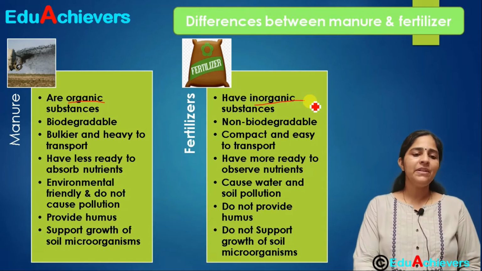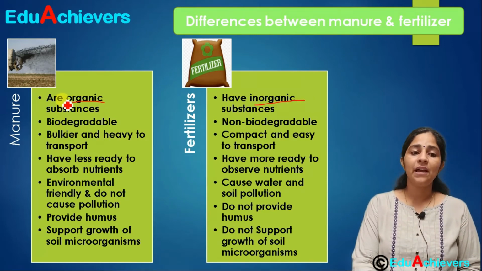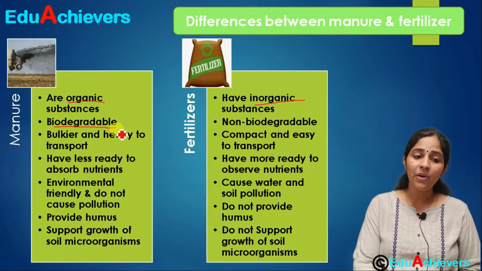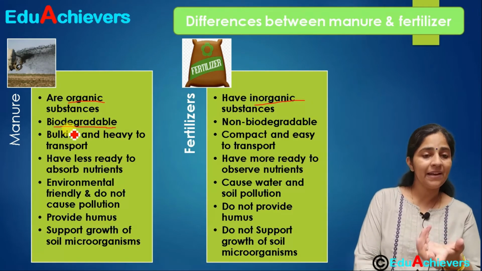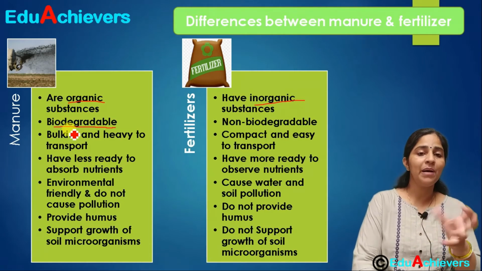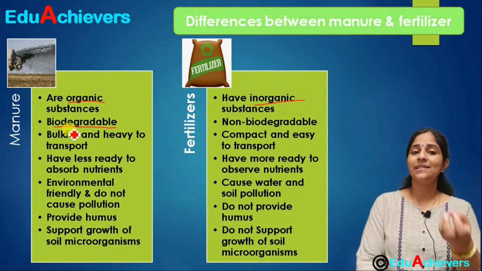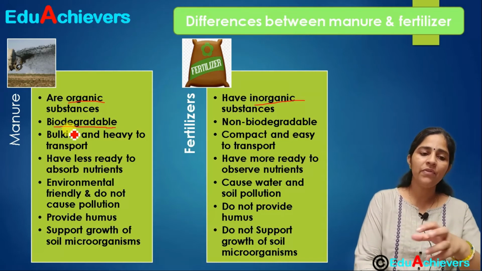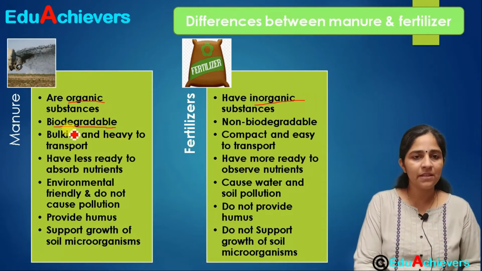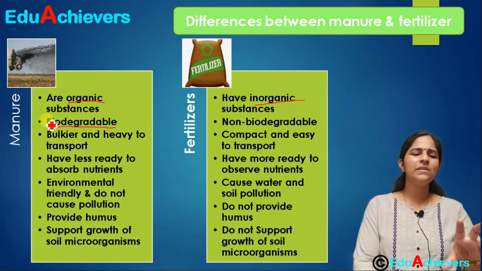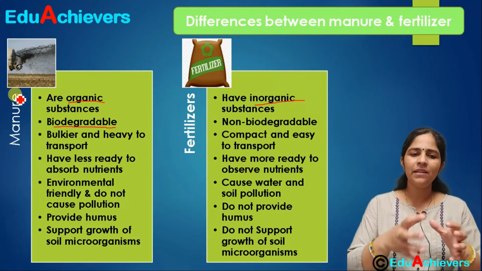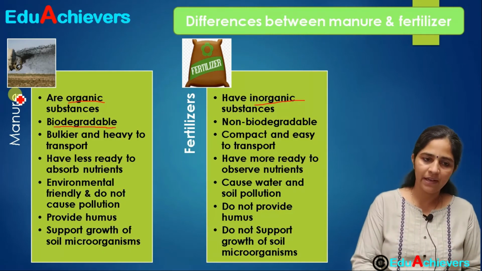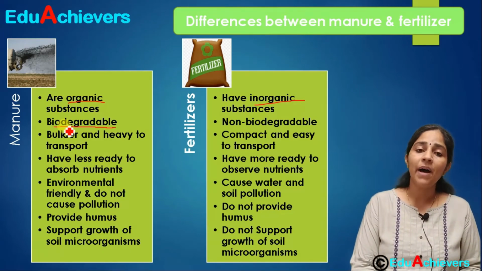Fine. When we talk about manure, we say that it is biodegradable. The meaning of biodegradable is biologically degraded. That means by the action of biological agents, those insects, worms, it can be degraded. Whatever organisms are present in the soil, they will decompose and convert that manure into nutrients. So it is degraded, correct? That's why it is called biodegradable.